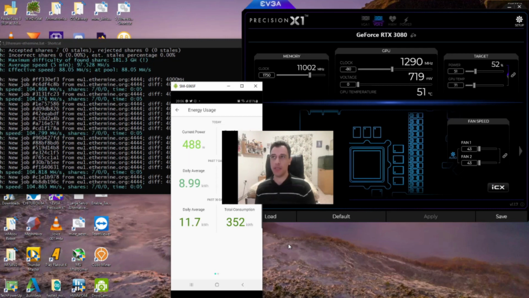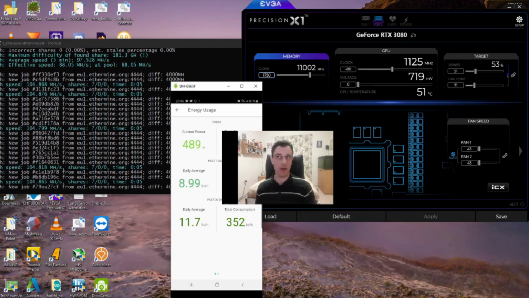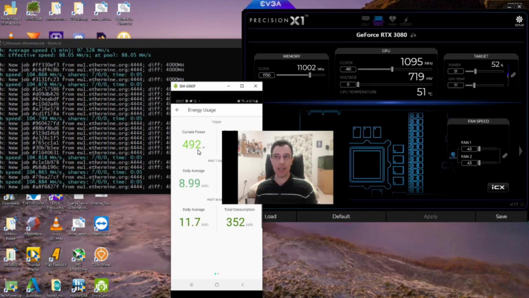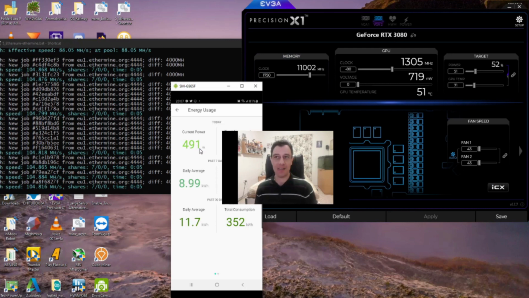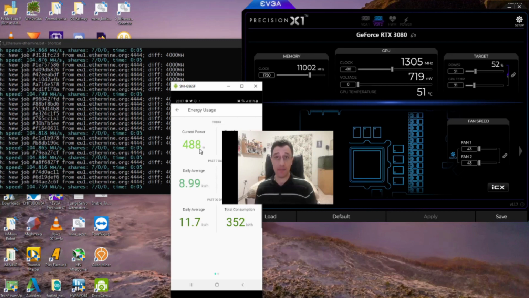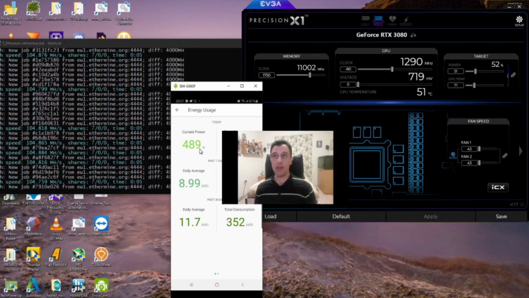I don't want to push the memory clock higher than 1750. I mean, that's quite high already. And we're doing that at 490 watts total system power. Now, I will kill the miner in a second, just so we can see the power drop.